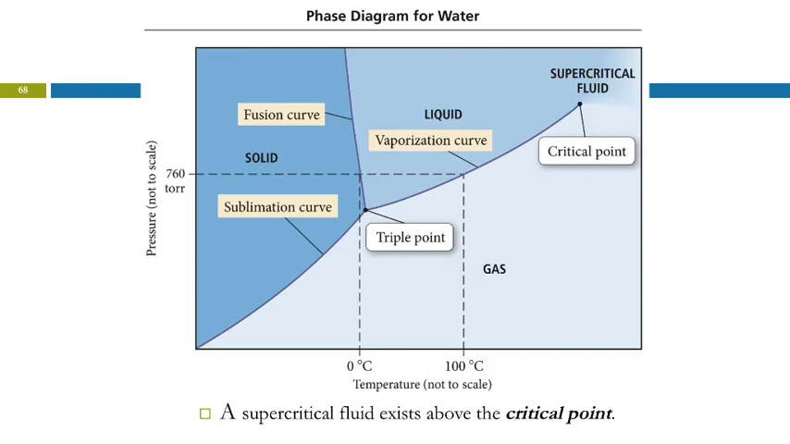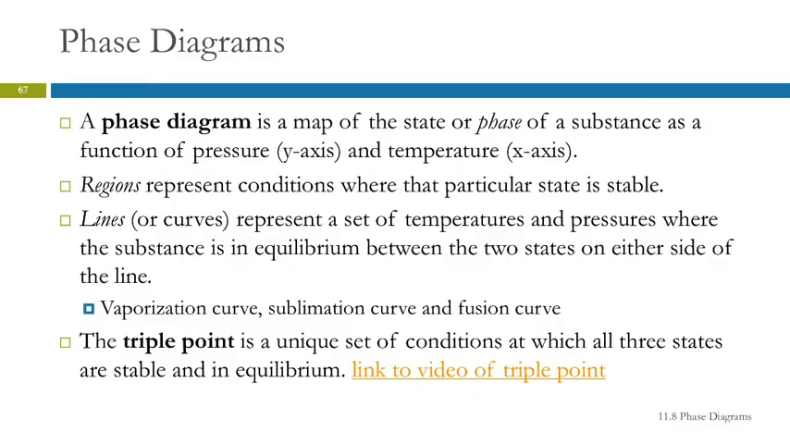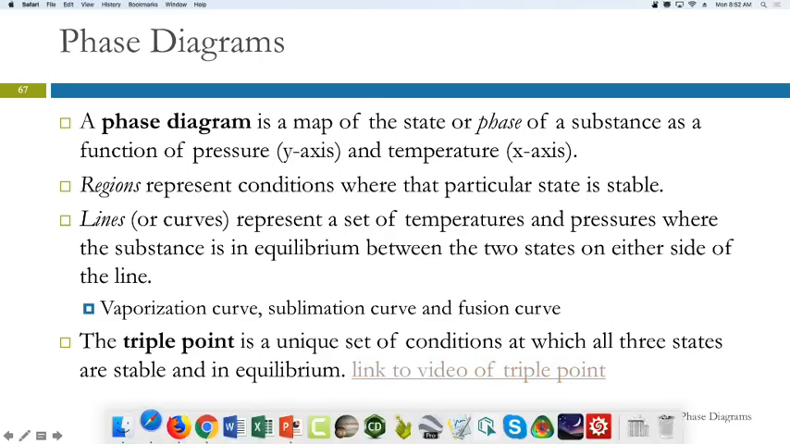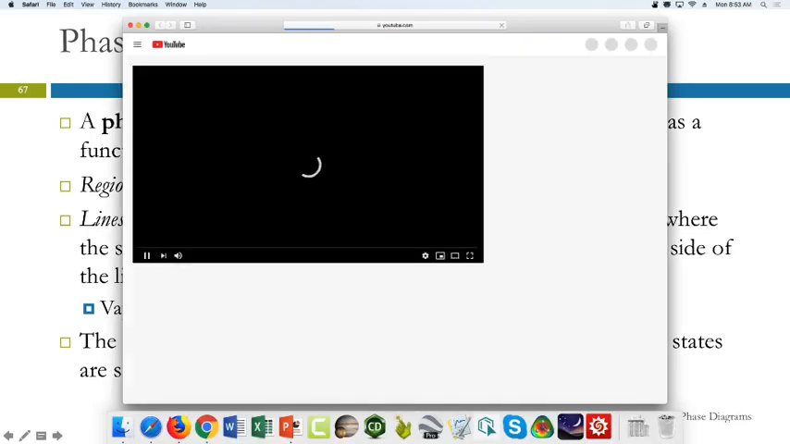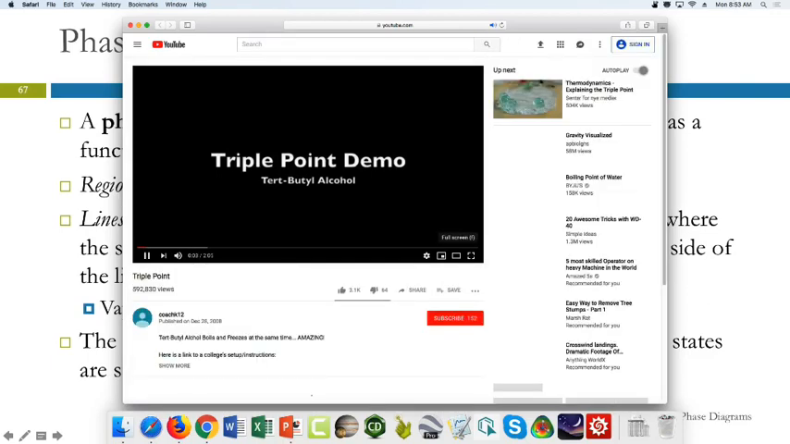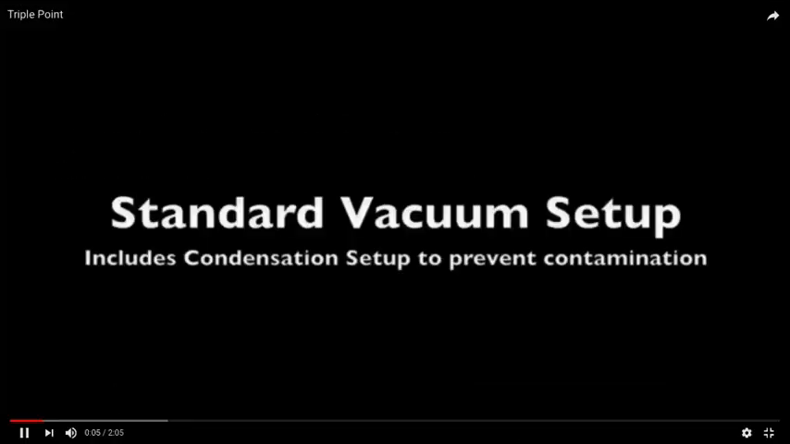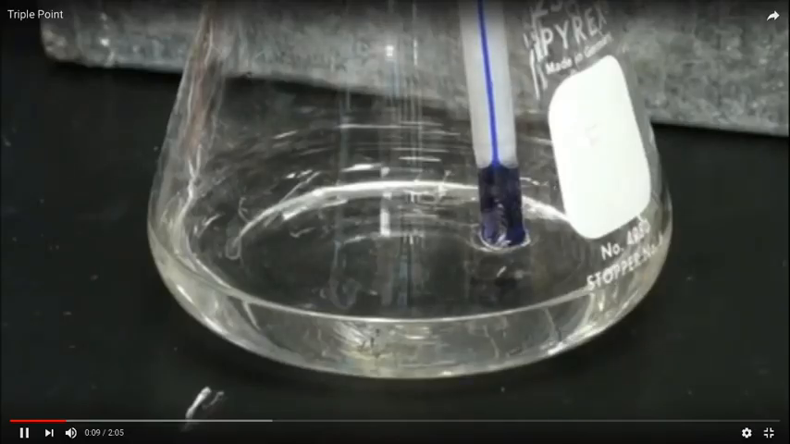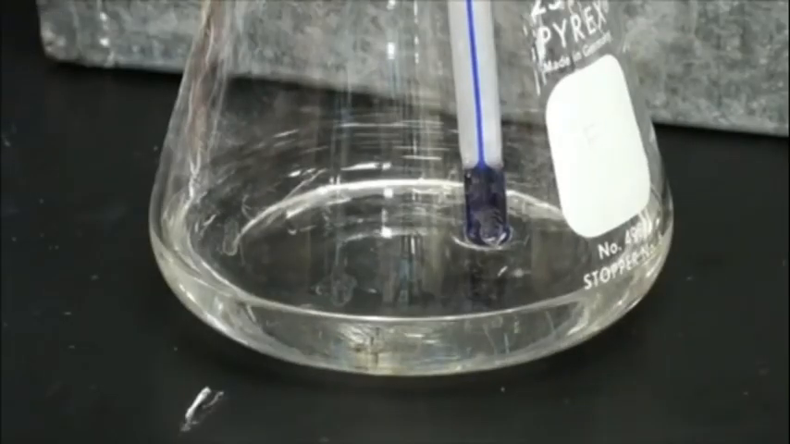That just seems kind of crazy and impossible. And so I have a video here to show you. This is not of water, but this illustrates a triple point of tert-butyl alcohol. I don't think there's any audio on this. So they've got a vacuum, and they're pulling a vacuum on this, and they have a thermometer in there to measure the temperature.